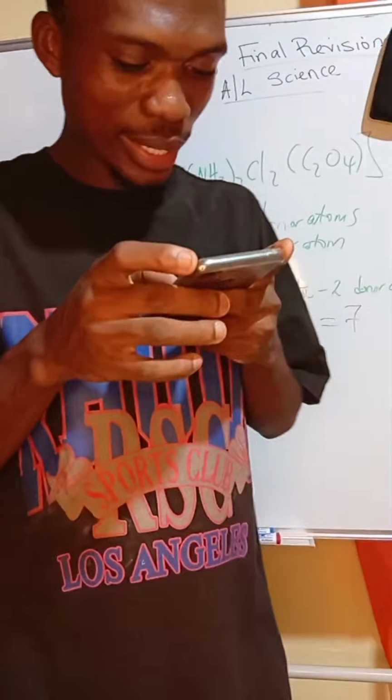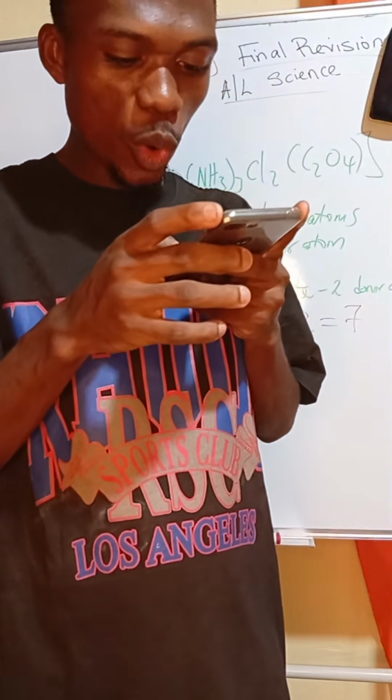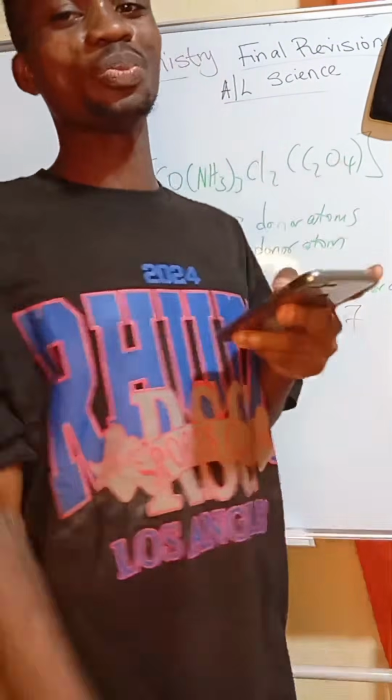Now, I read the question. So where is it? Where is even the Z? Okay, give the complex formula of diaqua dicyano copper 2.